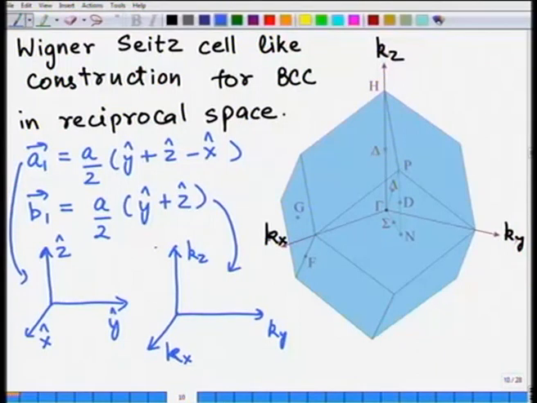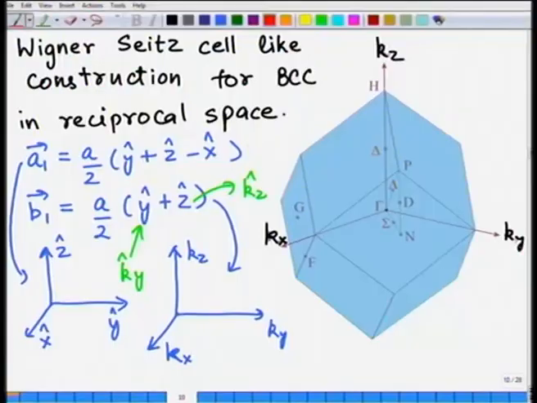So, in effect I could have replaced this quantity by ky hat, and I could have replaced this by kz hat, because they are just unit vectors in that space. I have used x, y and z both in the direct lattice as unit vectors and also as unit vectors in reciprocal space. But if you want to be very precise and consistent with this diagram here, then you can replace in the reciprocal lattice these as kx, ky and kz unit vectors, because that is in the reciprocal direction.